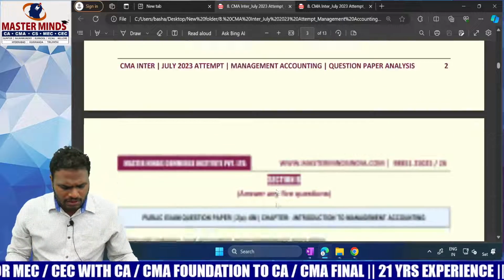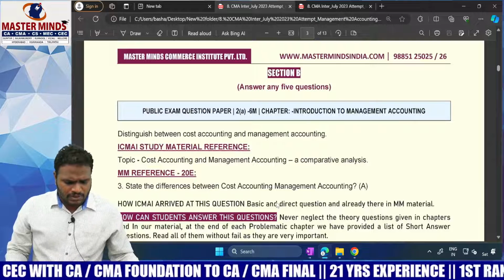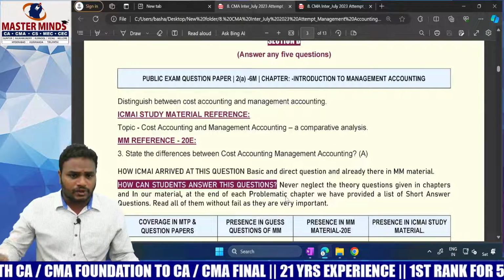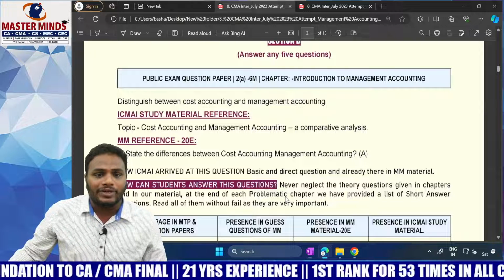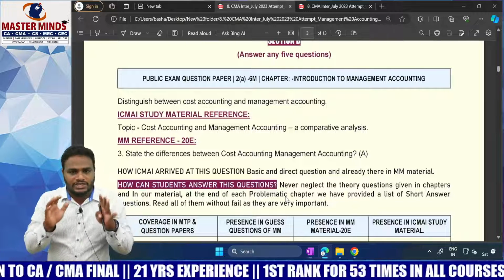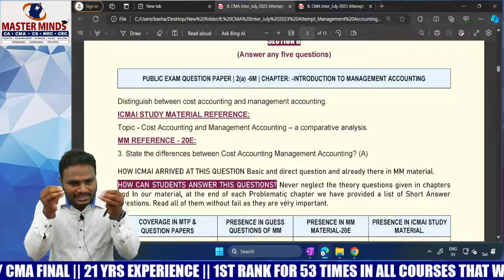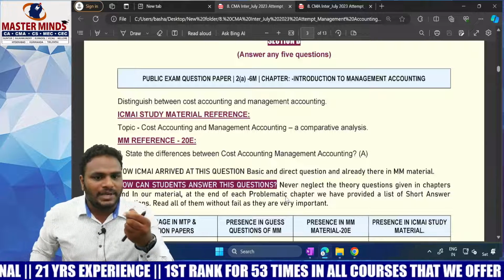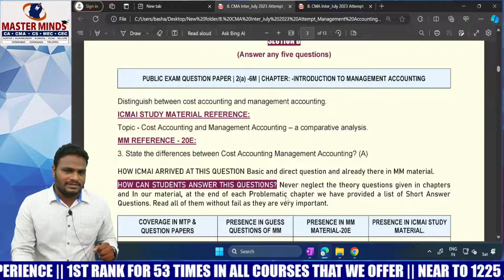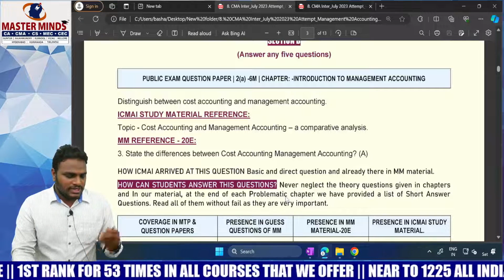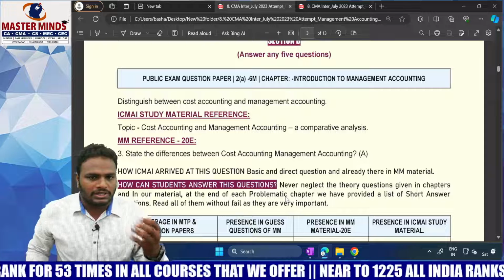Then come to our Section B. Now, what is the first question? Distinguish between cost accounting and management accounting, which is the introduction to management accounting. One of the basic questions. How many marks? 6 marks. 6 points is sufficient to get all these 6 marks.